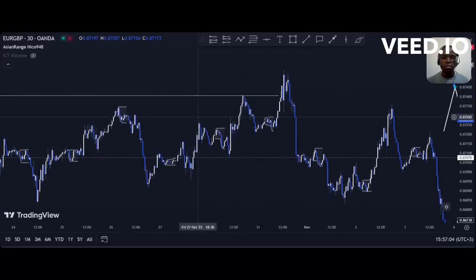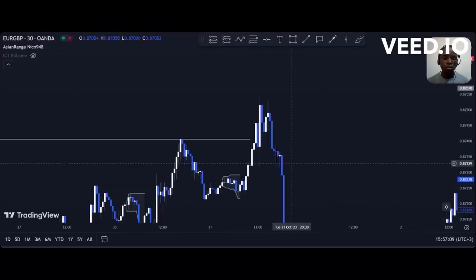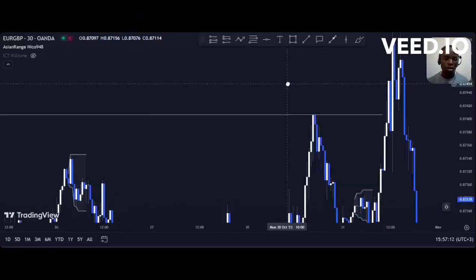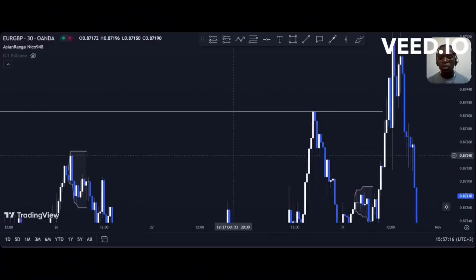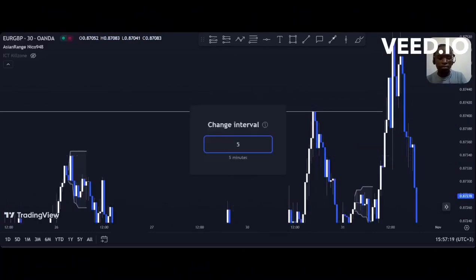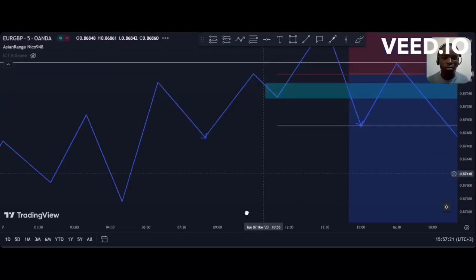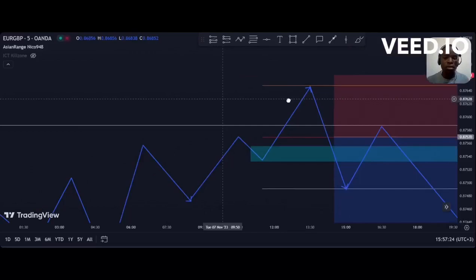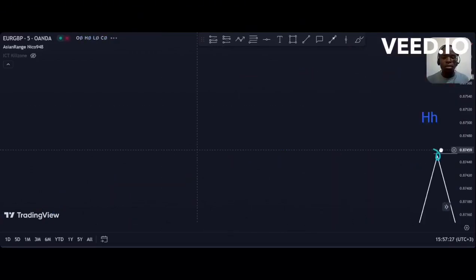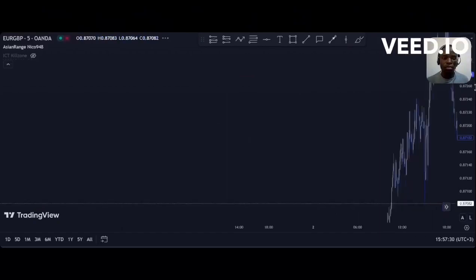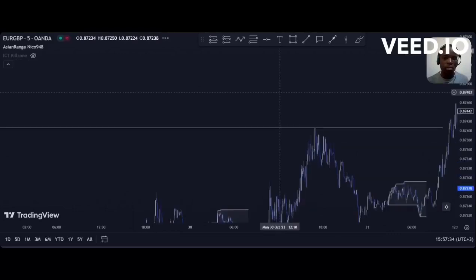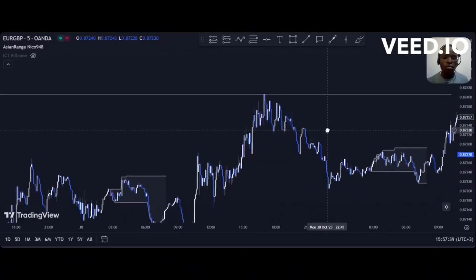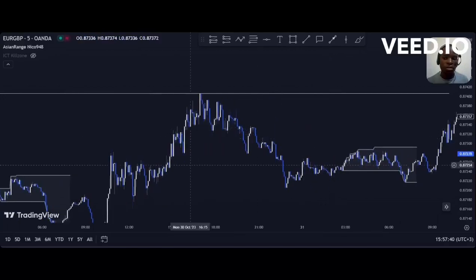So when price came to this level, I have marked out already that previous high. So I narrow down to the 5 minutes time frame. There we go. You can use either the 15 minutes time frame or the 5 minutes time frame, but for me I usually use 5 minutes and below for entries.